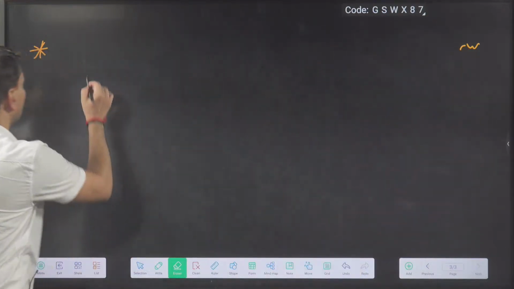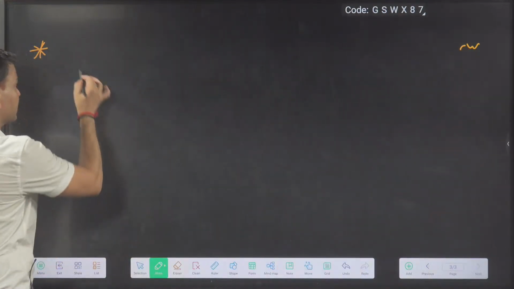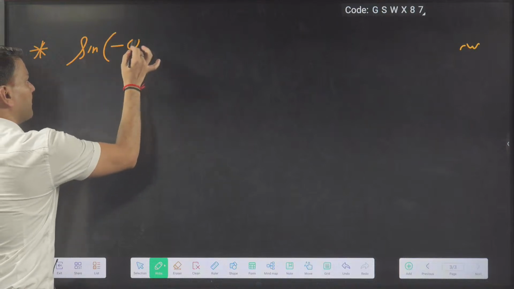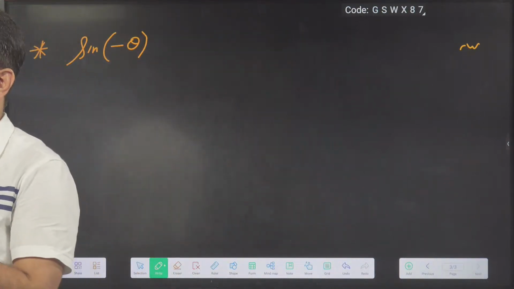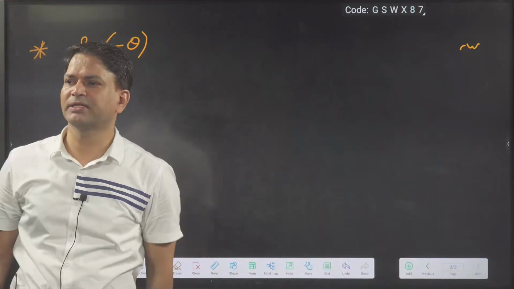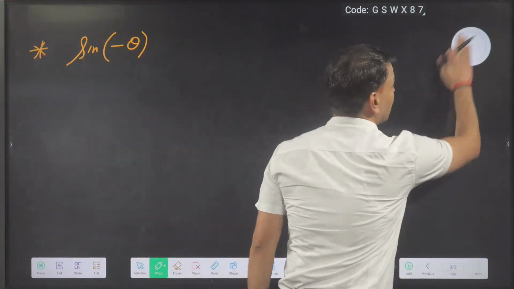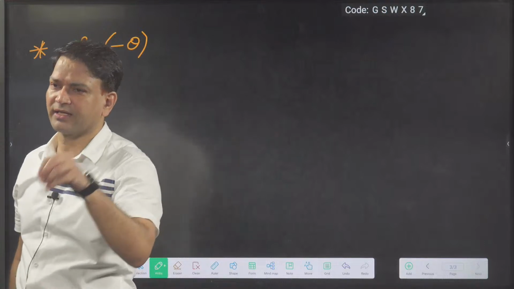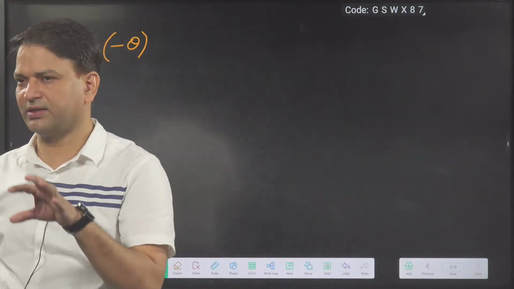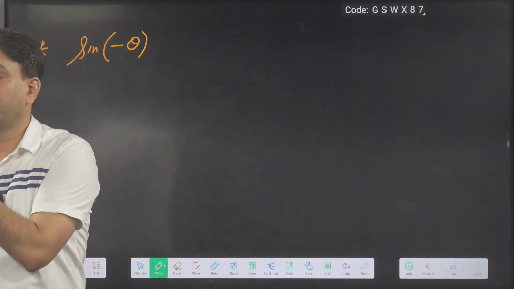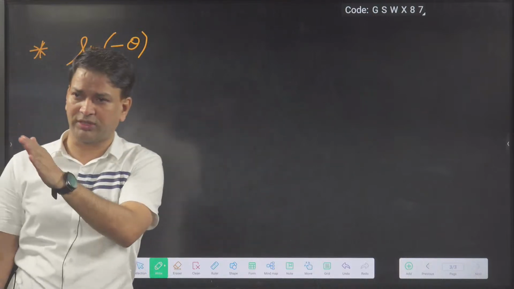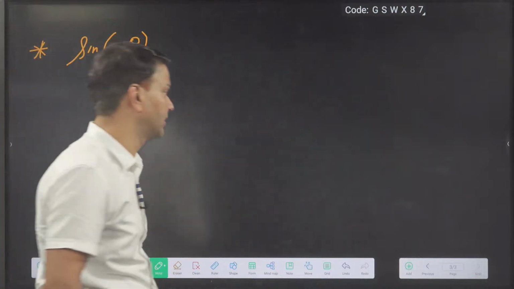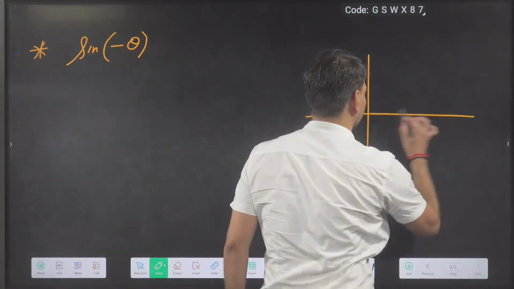Suppose somewhere we will get sin of minus theta. When I am writing minus theta, it means this angle is measured in the clockwise direction. Are everybody getting or not? If I am putting the minus before the angle, it means this angle is the clockwise angle. I measure clockwise.